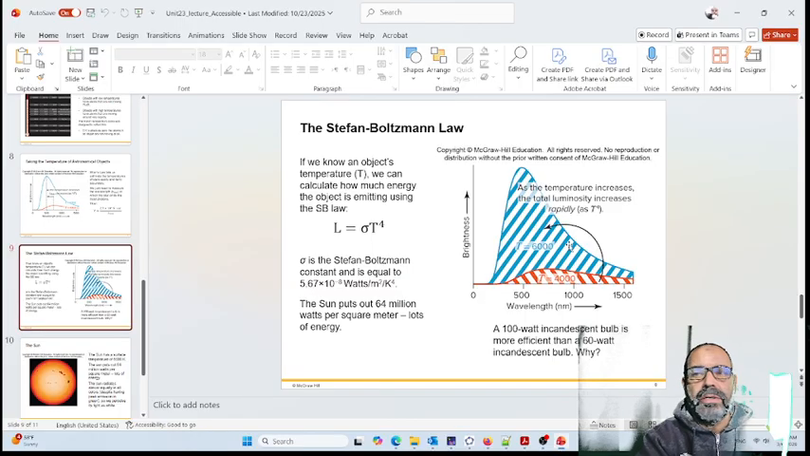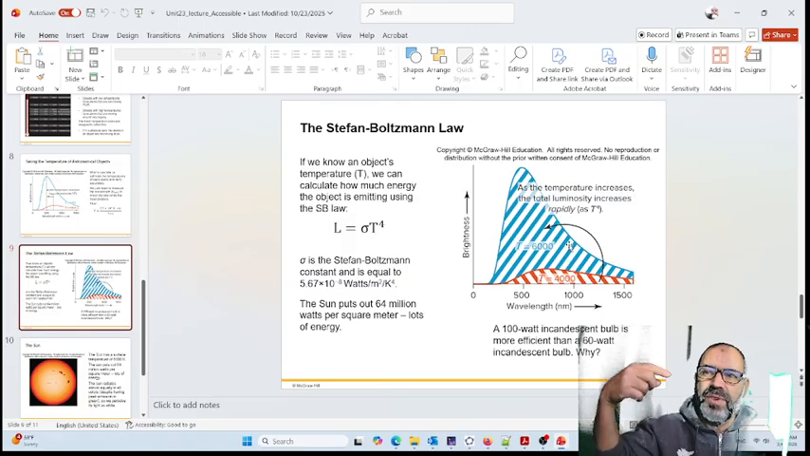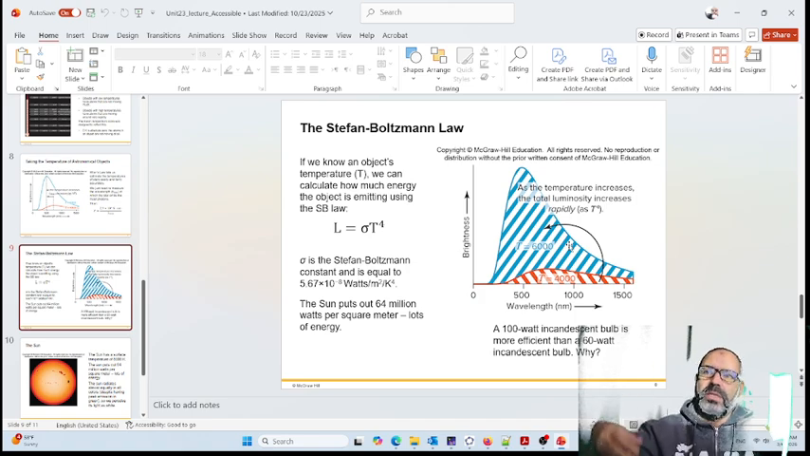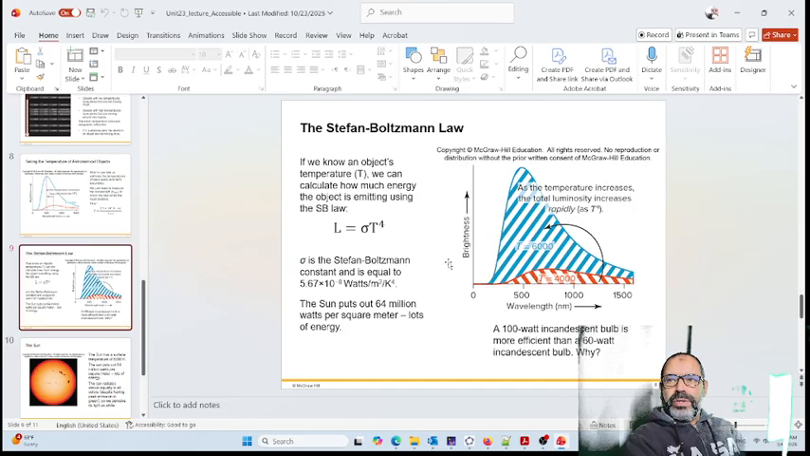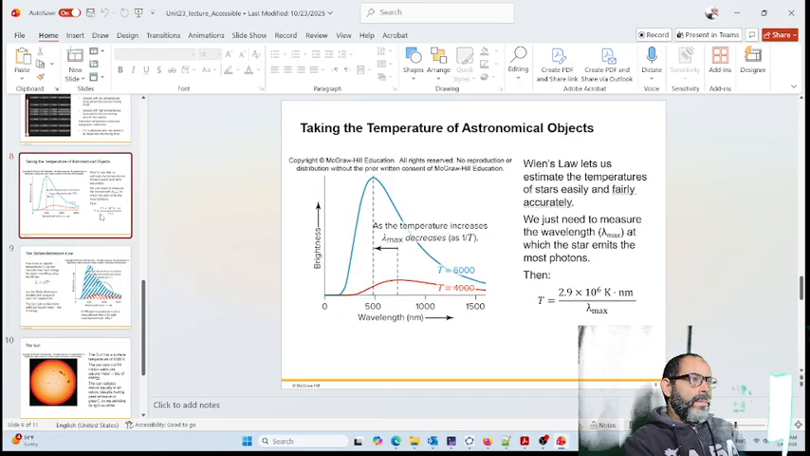So in the case of the sun, the temperature is 5,800. So I'm going to multiply 5,800 four times: 5,800 times 5,800 times 5,800 times 5,800. And the result is going to be multiplied by 5.67 times 10 to the negative 8. And that's how we got this number for the sun. We know its temperature because we know its peak wavelength. Its peak is around the green. So we use the previous law to find its temperature.